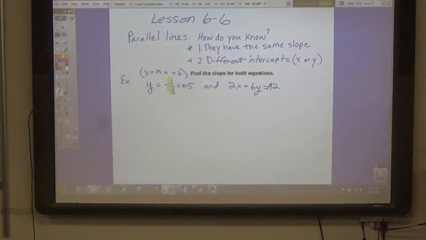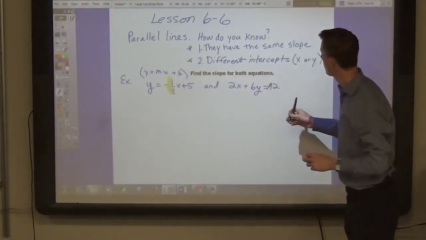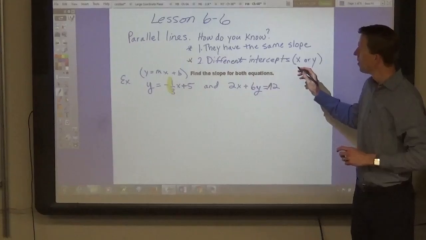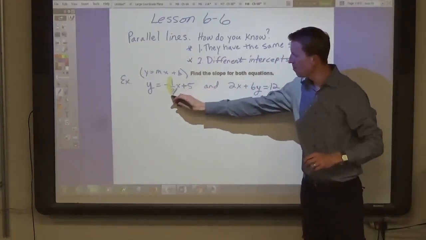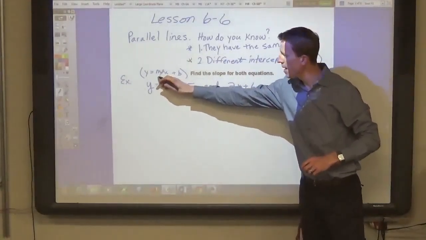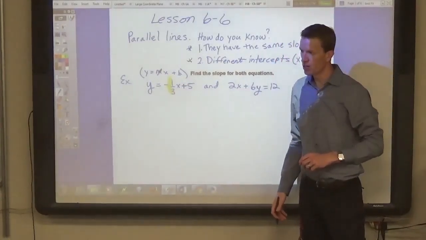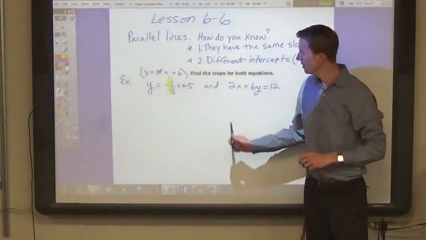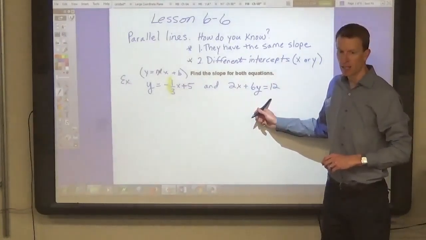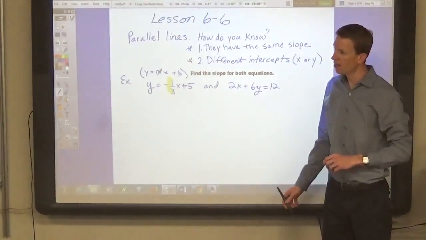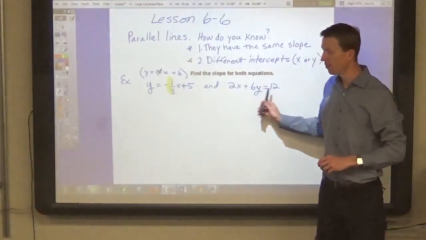Bailey? They would have to have the same slope. Yep. And they would have to have different intercepts, as in x or y. Yep, different intercepts. So they have to have the same slope, or the same m in the equation when it's solved for y. If they have the exact same m, then they're parallel if they have different y-intercepts, if they have different b's.